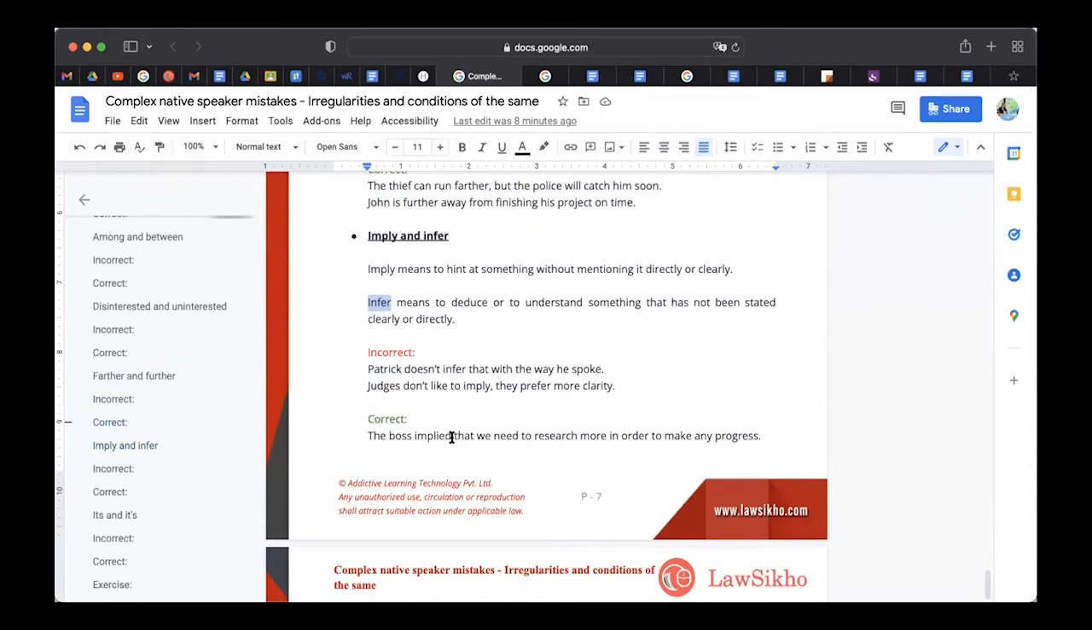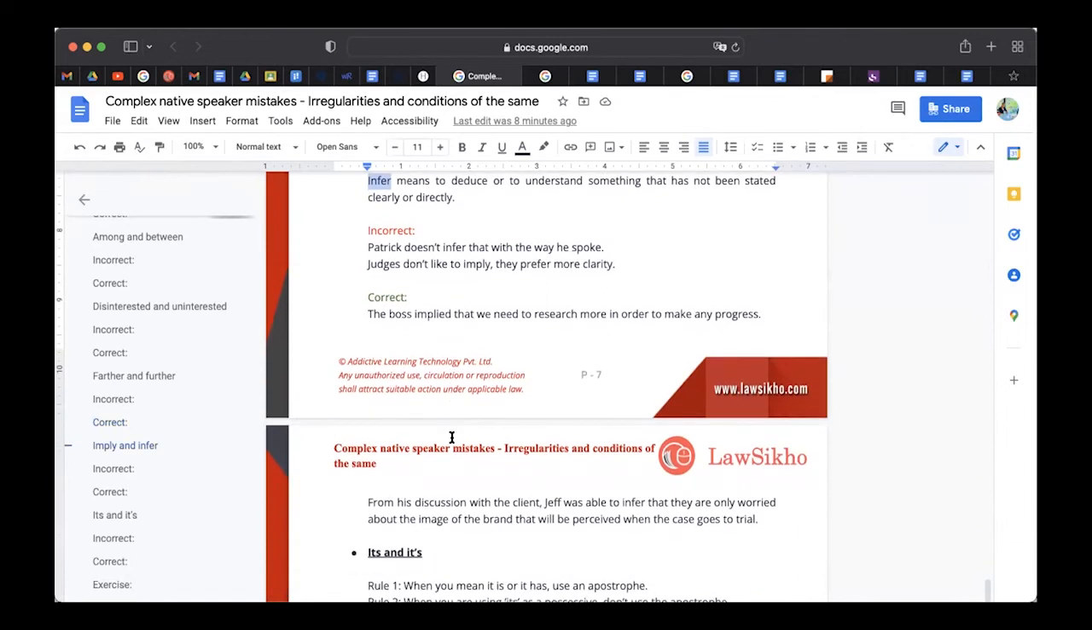Incorrect sentences: Patrick doesn't infer that with the way he spoke. Judges don't like to imply, they prefer more clarity. The correct sentences for both: The boss implied that we need to research more in order to make any progress. From his discussion with the client, Jeff was able to infer, because he's able to understand that they're only worried about the image of the brand that will be perceived when the case goes to trial. Questions here?